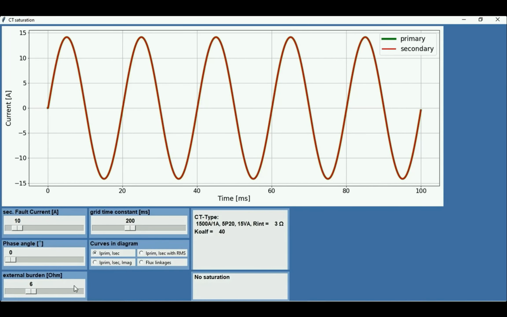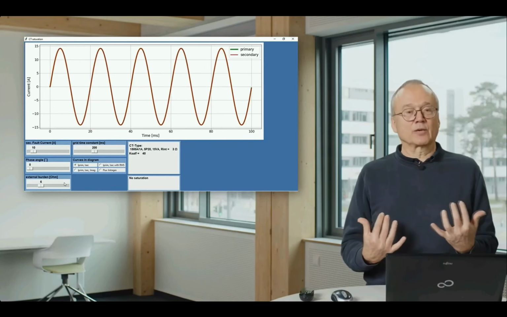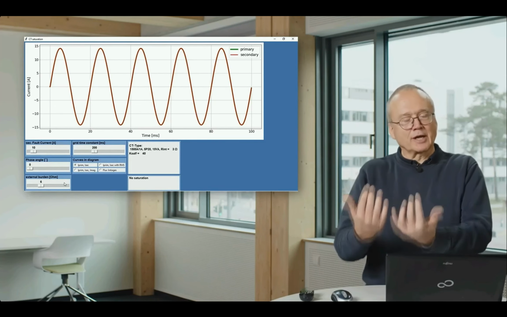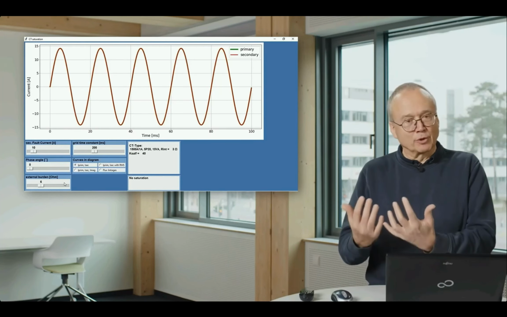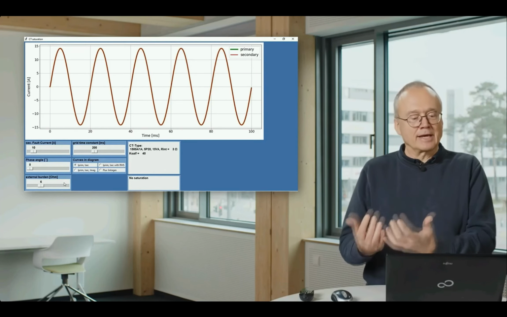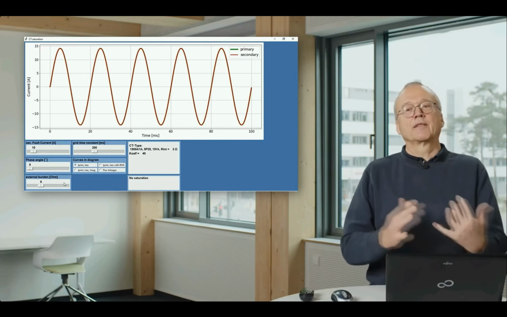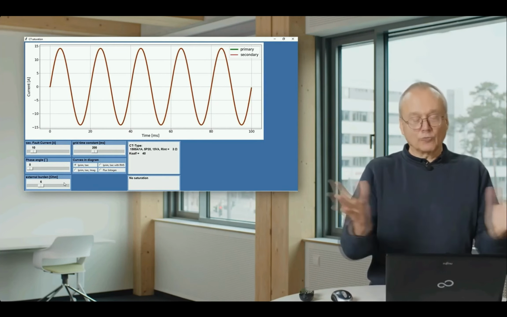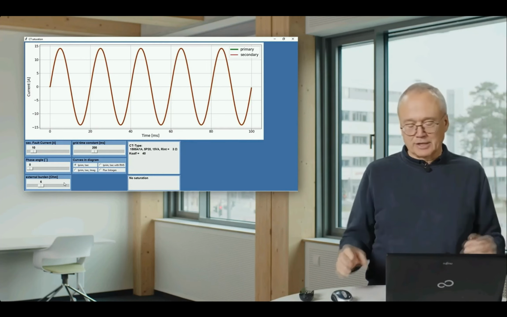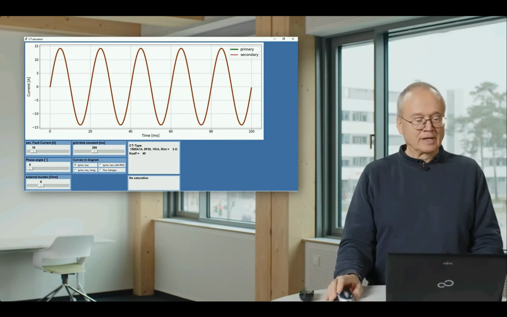And that means we are now far away from the saturation point. We have reduced the current from 20 to 10 amps, and we have reduced the burden from 15 VA to 6 VA. That means we are far away from the saturation point. And of course everything is fine, no saturation visible.